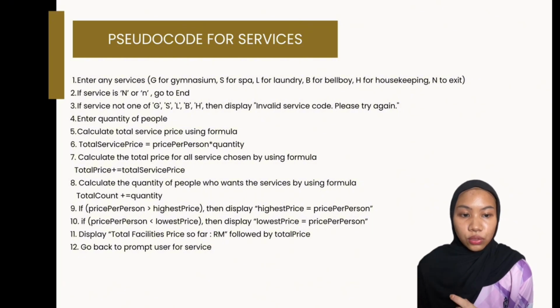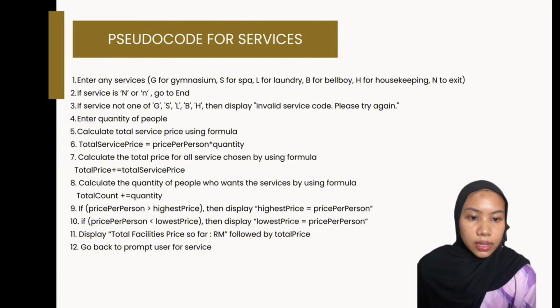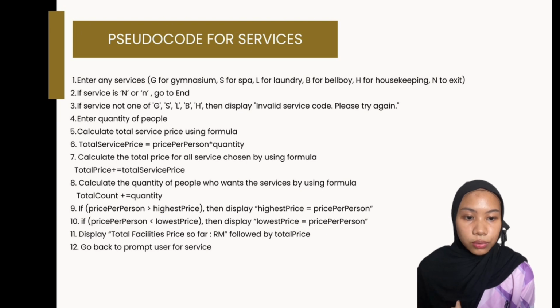Next, they will calculate the total price for all services chosen by using the formula total price plus equal total service price, which means if they enter 2 services, it will sum up the 2 prices of the services. Then, it will calculate the quantity of people who want the service by using the formula total count plus equal quantity, which we have entered above when it asks for quantity of people. So from here, we need to sum up the quantity of people who want the service.